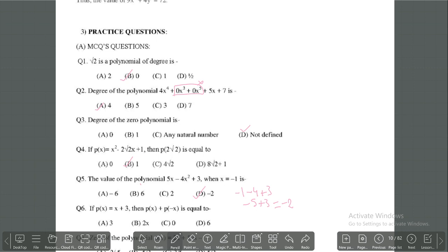Then what about this? P of x is equal to x plus 3. P of x minus x. See carefully and tell me. In the place of x minus x, x plus 3 minus x plus 3. Total is x cancel. X plus 3 minus x plus 3 gets cancelled. It's equal to 6. Right? Next.